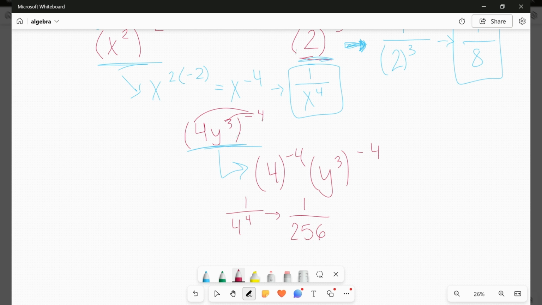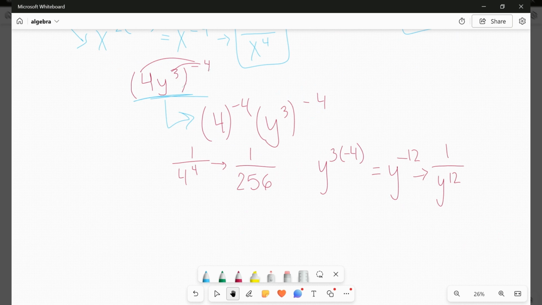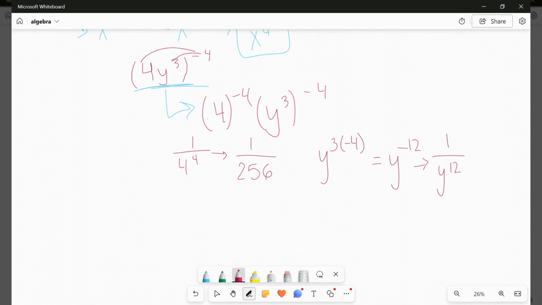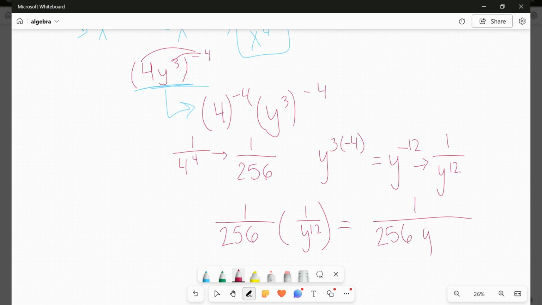And then y to the third times negative 4 will give us y to the negative 12, which again, like we said, is 1 over y to the 12 if we want to make it positive. Now the last step here is just to write it all out together. So 1 over 256 times 1 over y to the 12 equals 1 over 256 y to the 12th. These terms are multiplied here, those 256 and y to the 12th. And that's it. We're done.